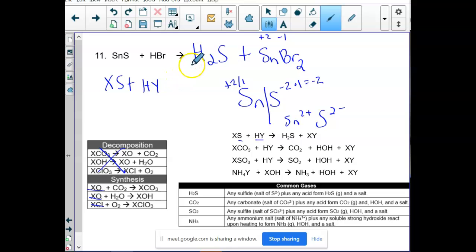Okay, let's balance now. I have 1 Sn, 1 Sn, 1 S, 1 S, 2 Br's. So I'm going to put a 2 in front of HBr to get 2 Br's, which gives me 2 H's, which I need on the other side, so it's balanced with a 1, 2, 1, 1.